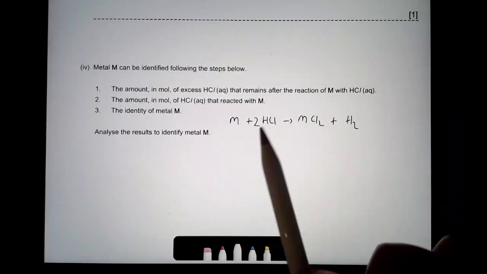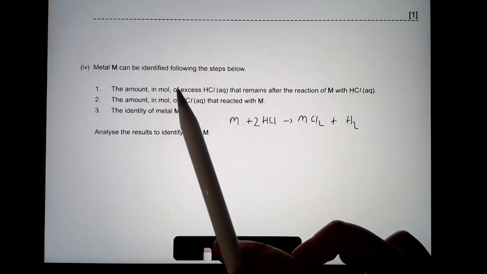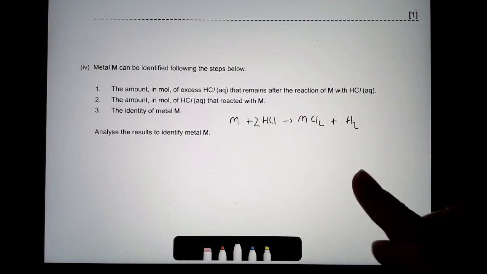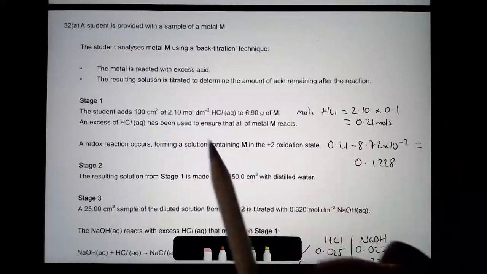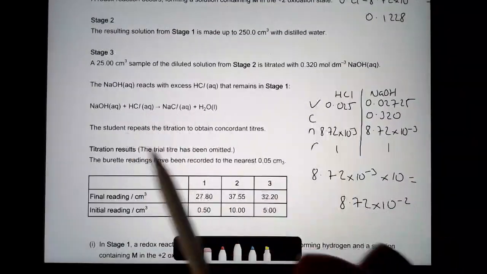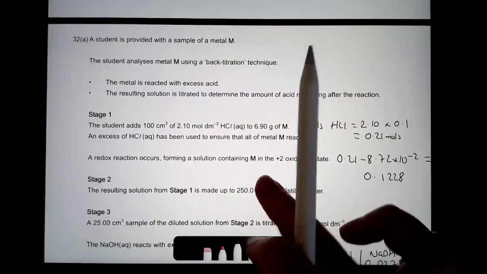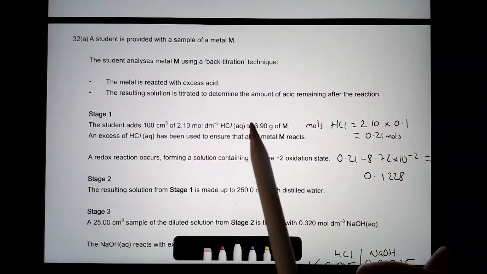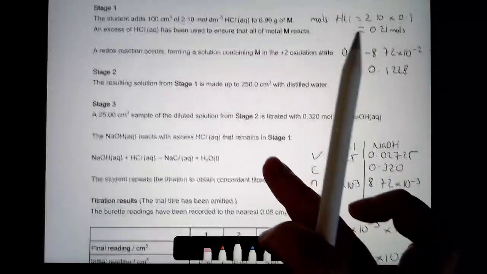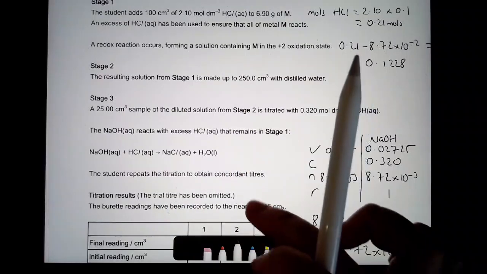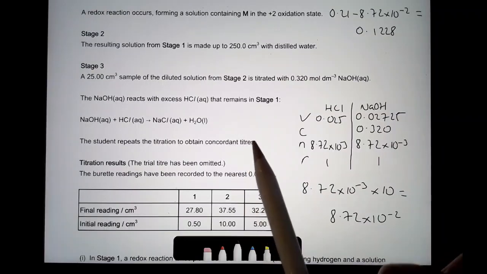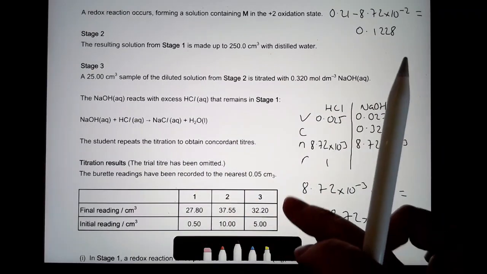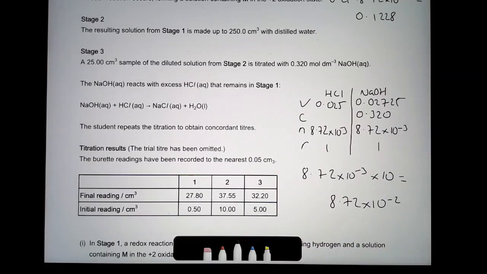They break up the back titration for you, and the first thing they want to know is how many moles of excess HCl remain after the reaction with the metal. So with these back titrations, you're always starting at the end. You're starting with the titration. So you had an acid, you reacted it with a metal. The acid was in excess, so there was lots of acid left over. And you titrated that leftover acid with NaOH in stage 3. And if I use my titration calculation, I'll be able to work out how much HCl I had in this titration, which is the amount of HCl I had left over after the reaction with the metal.